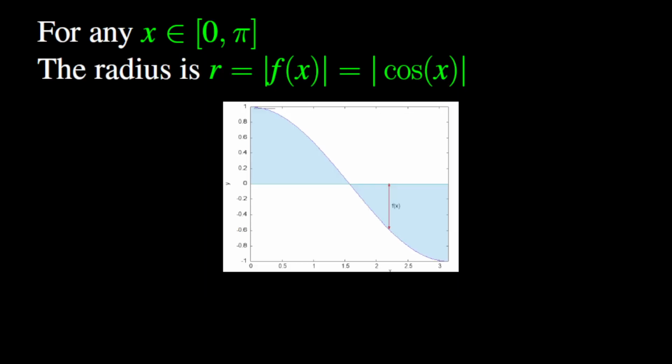The shaded region on the following graph corresponds to the region that will be rotated around the x-axis to obtain the solid. It is clear that, for any x in the interval from 0 to pi, the radius of the disk is given by the absolute value of the function f of x. This is the distance from the axis of rotation to the curve y equals cosine of x.